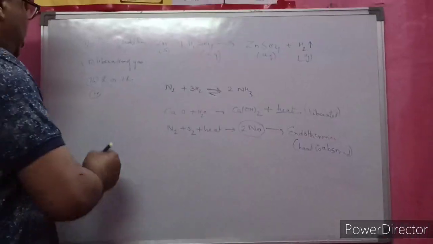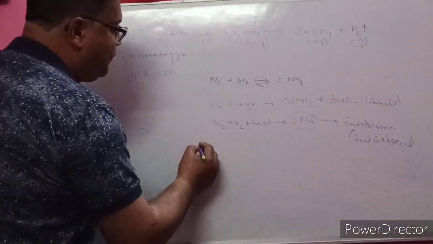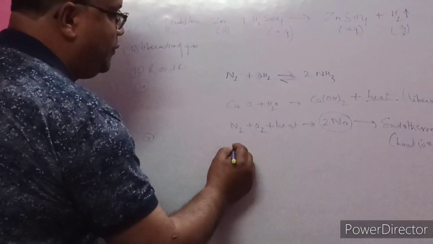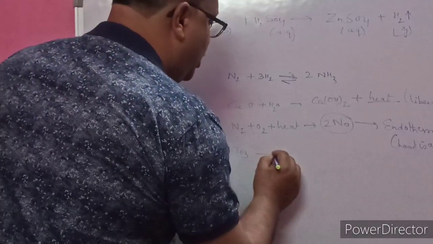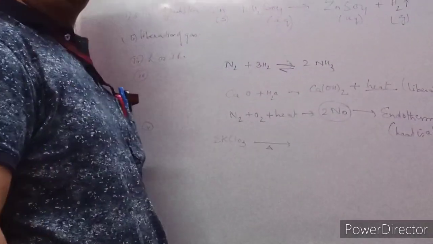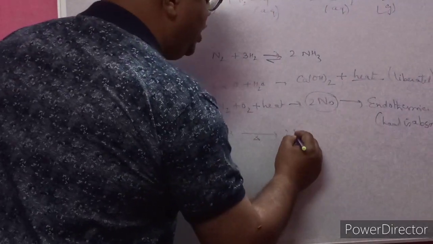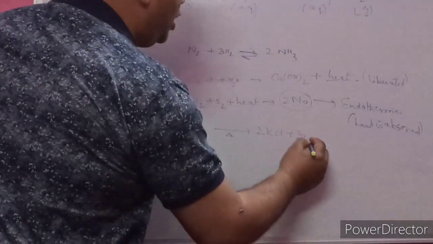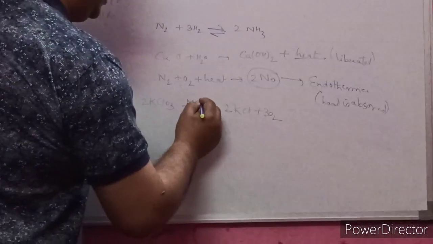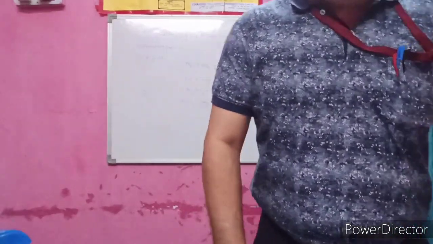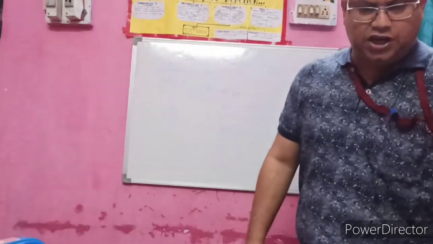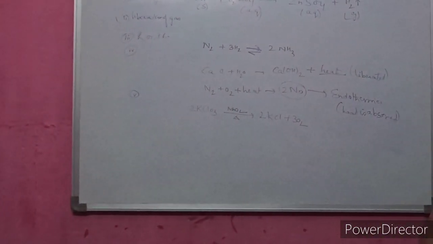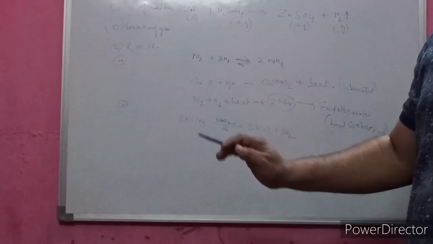One more thing: when we heat potassium chlorate, we are giving it an external condition, and it forms 2KCl plus 3O2. Here manganese dioxide is being added as a catalyst. So sometimes conditions like temperature, pressure and catalyst are also shown in a chemical reaction.